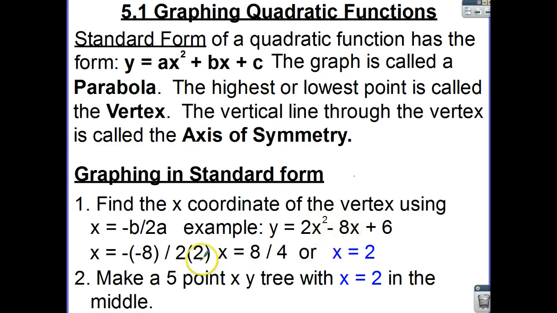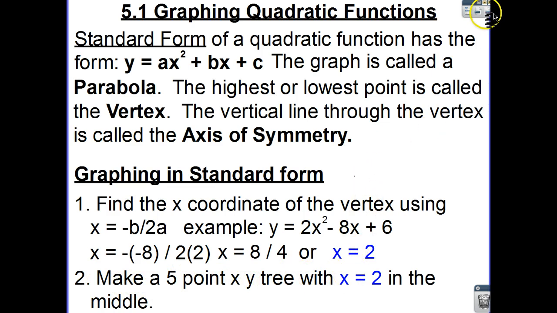Okay. It was negative negative 8, and that divided by 2 times the a number, and the a number is the coefficient on x squared, and that's 2. And so here we get x is equal to 8 over 2 times 2, which is 4, so we have 8 over 4, or x is 2. Okay? Now the next thing we're going to do is make a 5-point xy table with x equaling 2 in the middle.